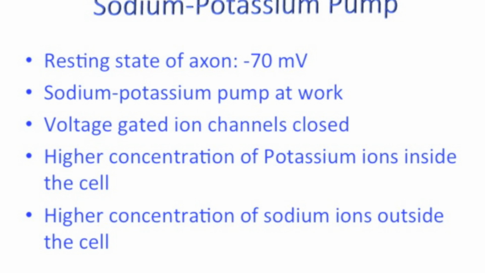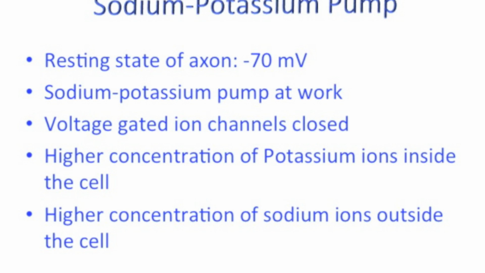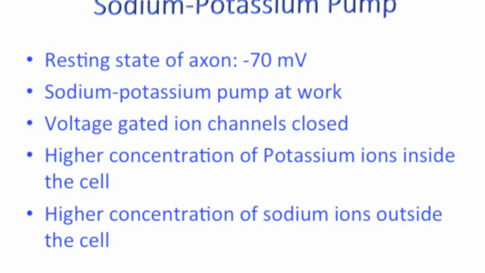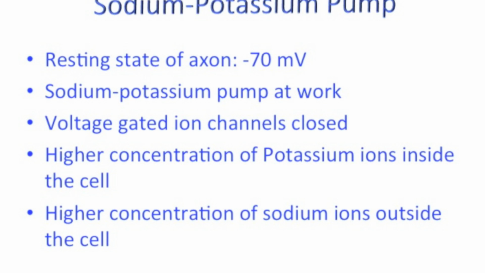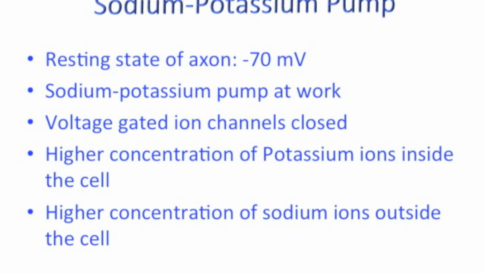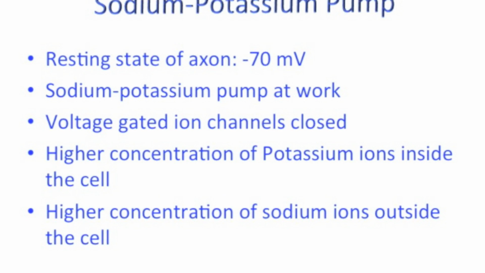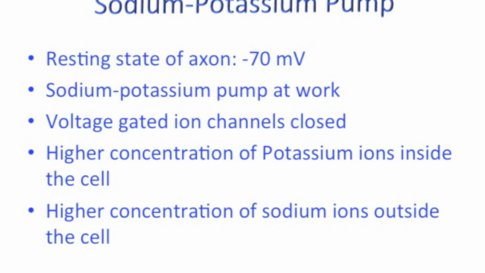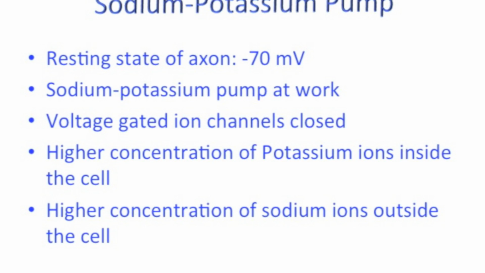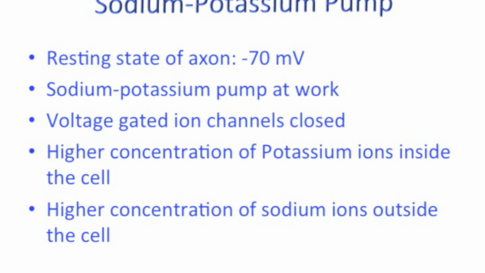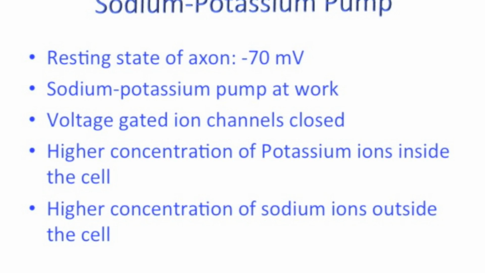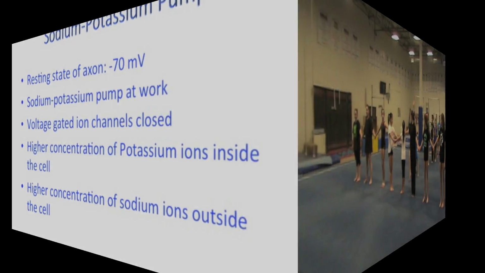At resting state, the inside of a neuron is polarized at -70 millivolts. Along the axon, the sodium-potassium pump is at work pumping sodium out and potassium in, which keeps the cell polarized. At this stage, most voltage-gated ion channels are closed, and there is a higher concentration of sodium outside and potassium inside. Let's take a look at how a pump works.